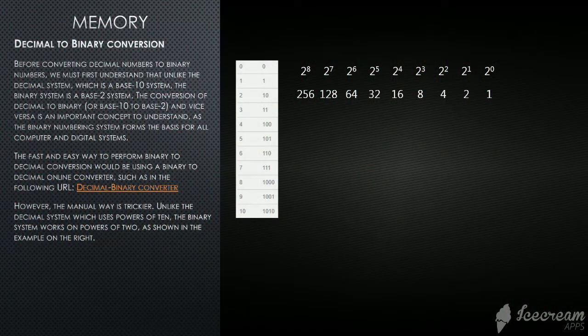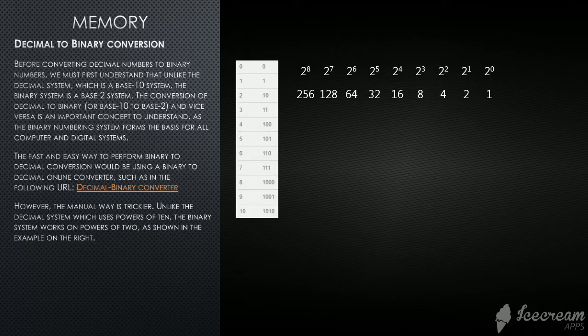Before converting decimal numbers to binary numbers, we must first understand that unlike the decimal system, which is a base 10 system, just like our fingers, the binary system is a base 2 system. The conversion of decimal to binary, or base 10 to base 2 and vice versa, is an important concept to understand, as the binary numbering system forms the basis for all computer and digital systems.